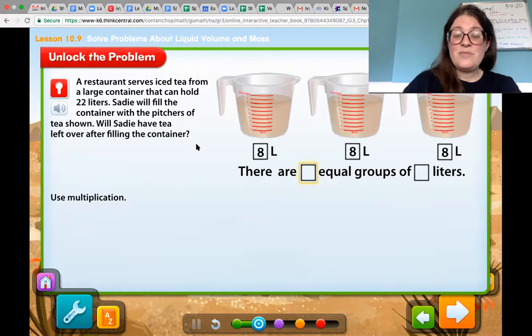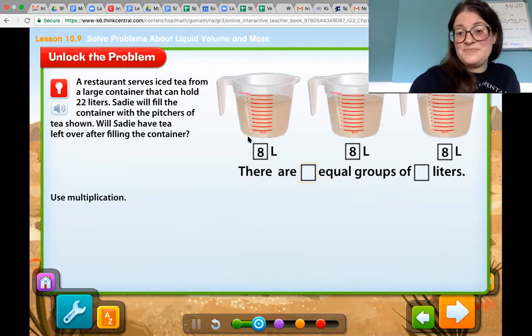And this maybe makes me change my thinking about, will Sadie have tea left over after filling the container? She's got 22 liters. So now instead of counting by tens, I need to count by eights, which is a little more challenging to do. You could use multiplication. So let's see what they say. If you've been learning your multiplication facts, let's see if you know what they would write for that. Here we go.